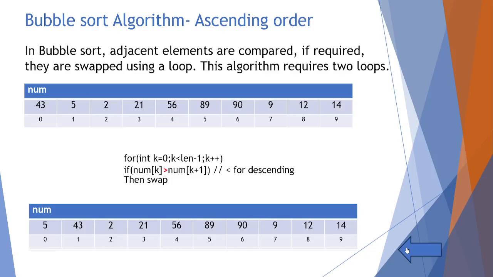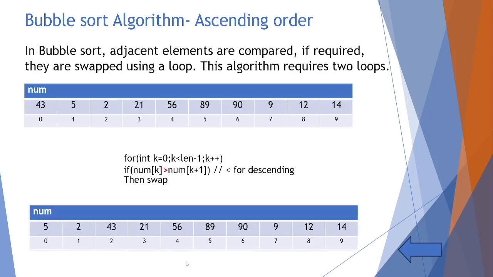Now these array changes are permanent. We no longer see the earlier array. We see this array only. Now k plus plus, k becomes 1 and k plus 1 temporarily becomes 2. So the elements at indices 1 and 2 are compared, that is again 43 and 2. Is 43 greater than 2? Yes, immediately swap. 2 and 43 are swapped.